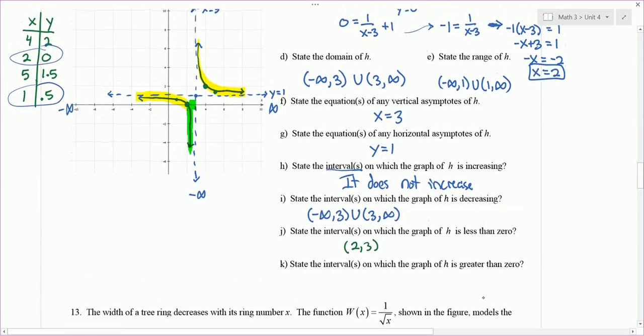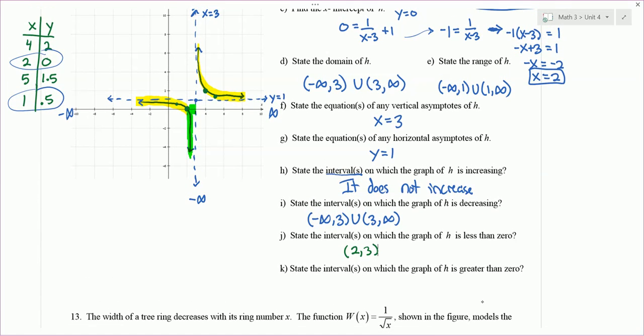State the intervals on which the graph of H is greater than 0. That's everything else. So from negative infinity, we're talking about x values, all the way up to the 2. Okay, I'll highlight it in blue here. So I'm going from negative infinity all the way up to right there. And I don't want to include the 2 because 2's at 0. I want to go above. And then it picks back up here and goes all the way to infinity.